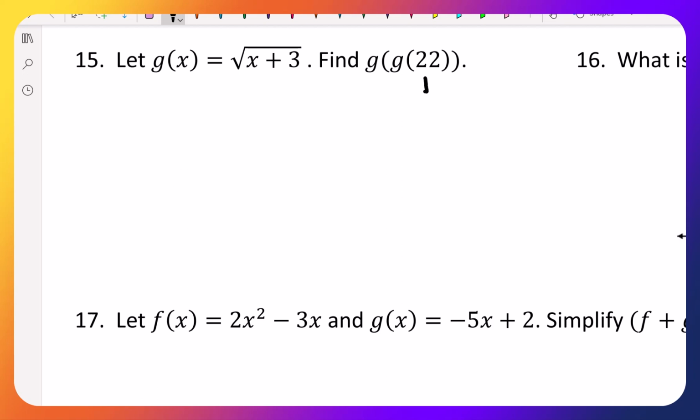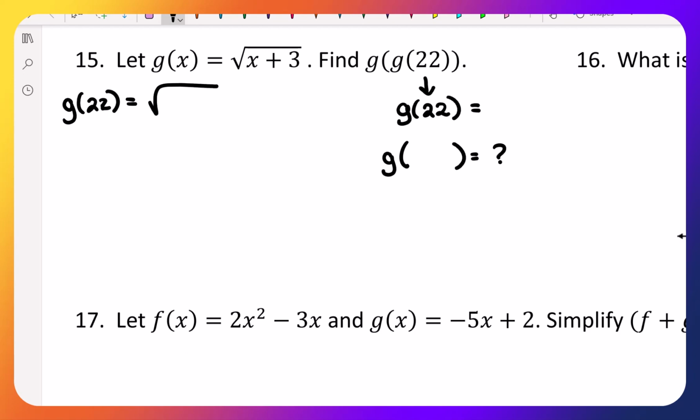Okay, so in question number 15, I have a composition. Basically, what we are going to do is work inside out. So I'm going to figure out what G of 22 is first. Then I'm going to plug in that result, and I will have my final answer. So let's figure out what G of 22 is.